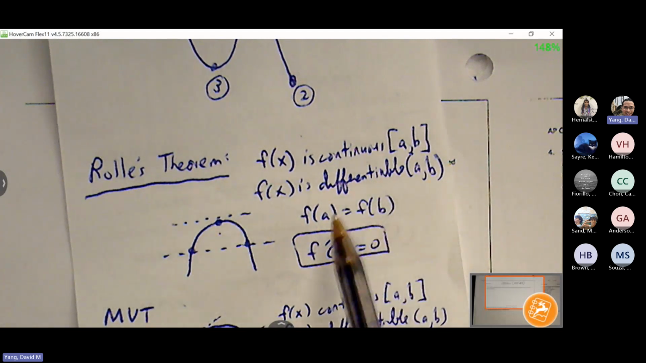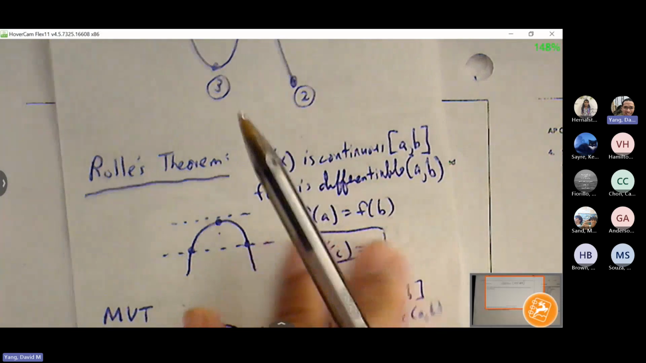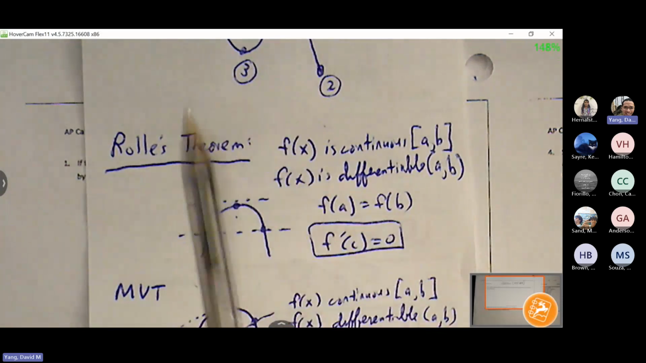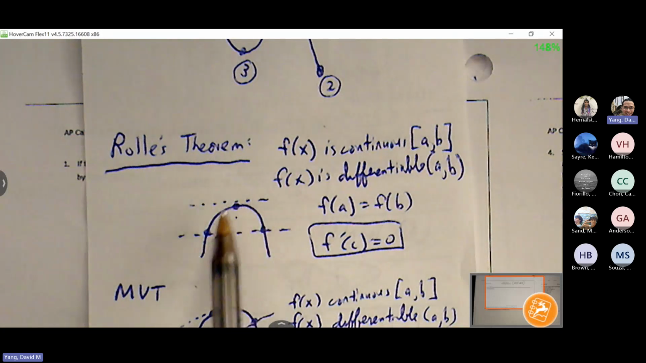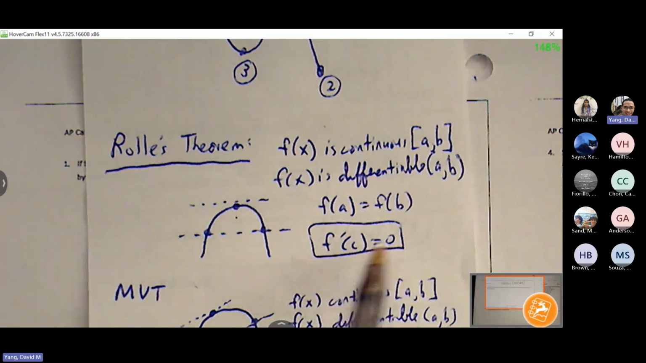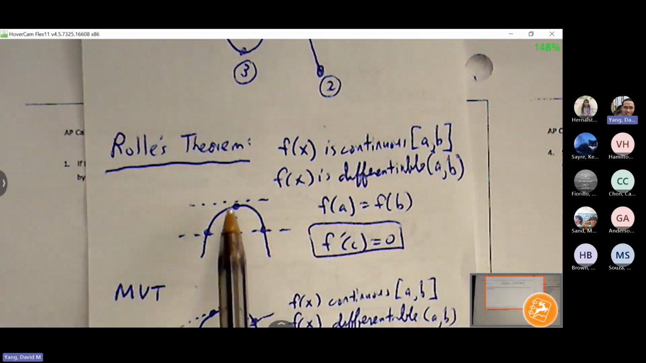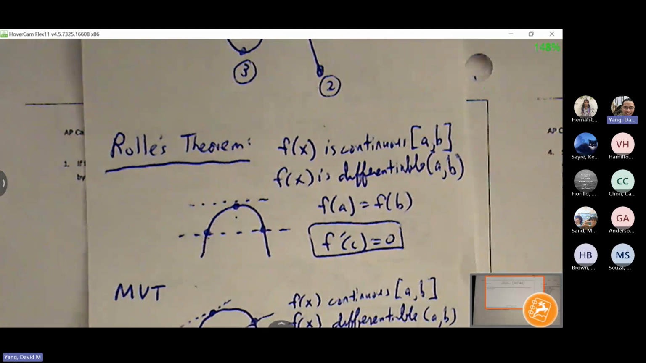The third condition is that the endpoints have to share the same y value, so that this can happen. So I can draw a horizontal line between the two endpoints, which must mean that somewhere between there has to be a slope 0, and I'm looking for that location by using the derivative, basically looking for the critical point that's going to live between my endpoints.